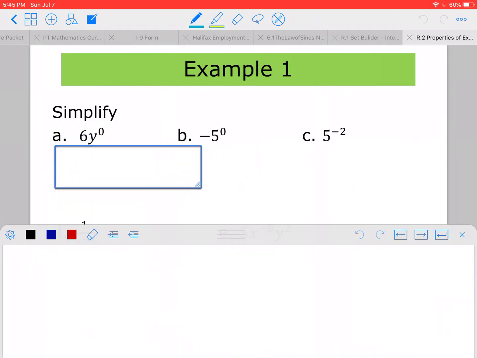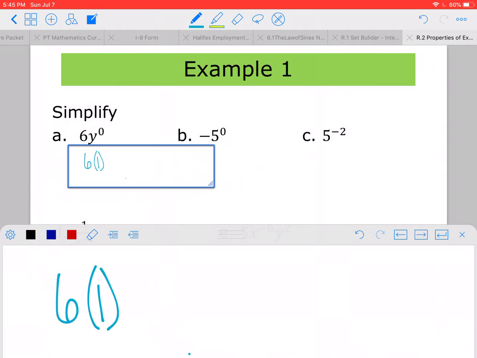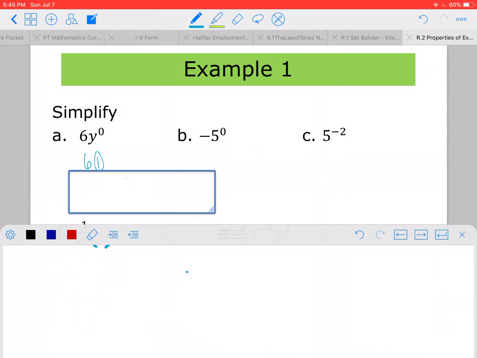We have 6y to the 0th power. Well, anything to the 0th power is 1. So basically this is 6 times 1, which gives us 6.